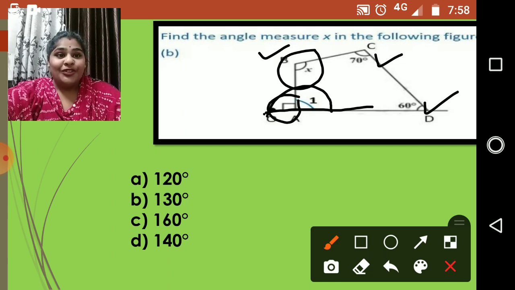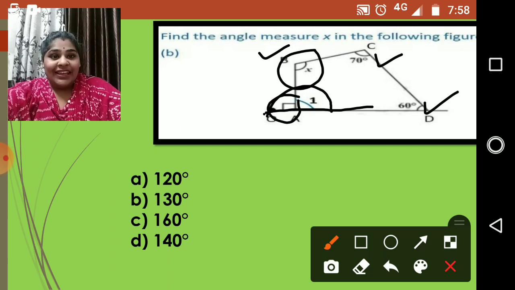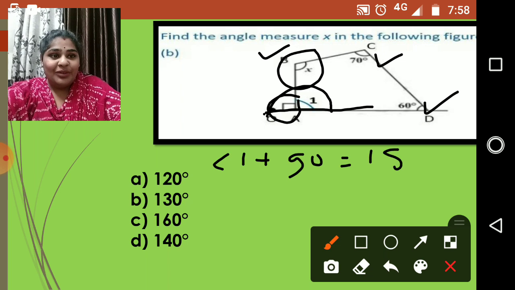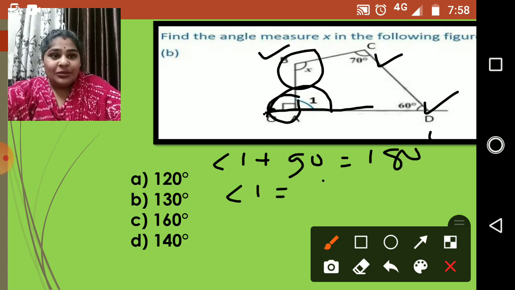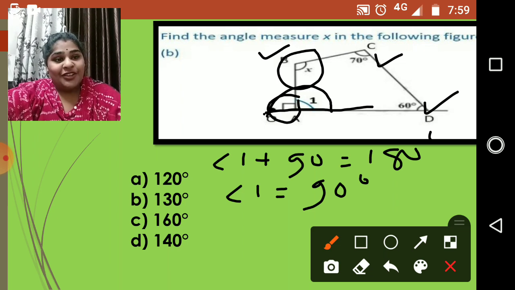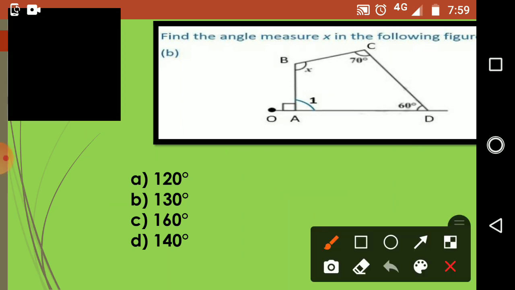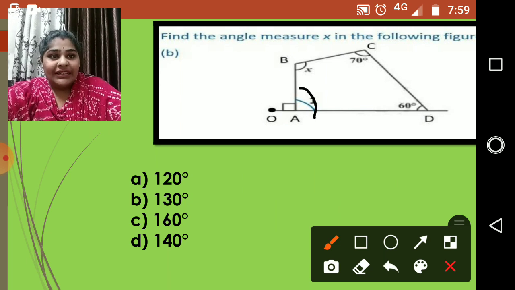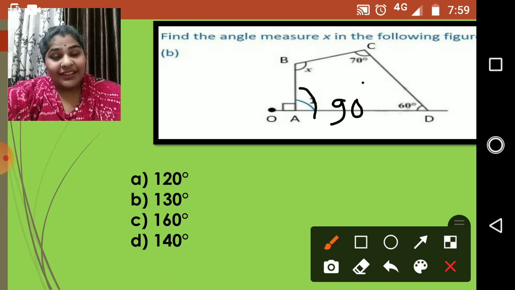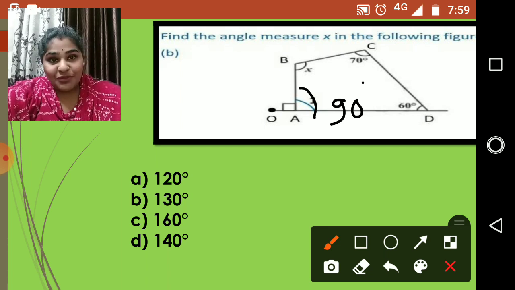Supplementary angles. So what I'm going to do is, angle 1 plus 90 degrees is equal to 180. Therefore, angle 1 is equal to 90 degrees. 180 minus 90 will be 90. So I got my first angle, that is angle 1 here, 90 degrees. Yes, we have named that angle as angle 1. You can give anything, angle A or angle Y, angle BAD, any name, children, right?